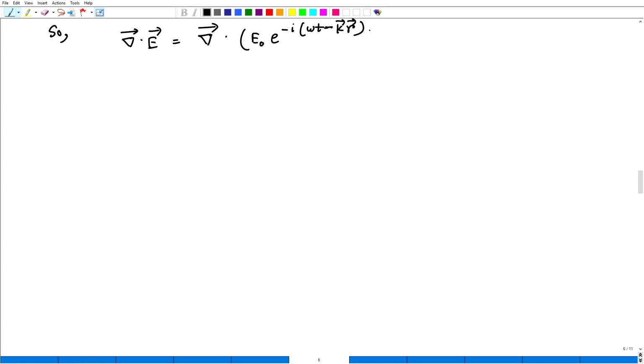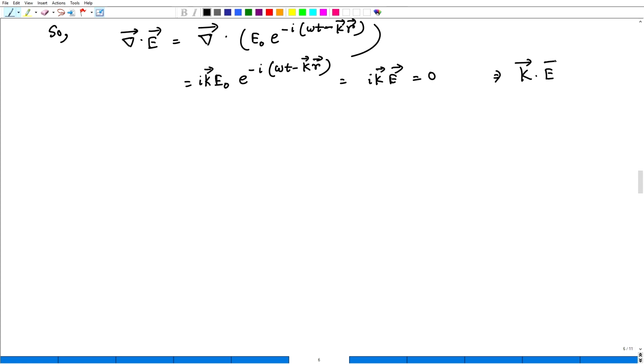So E0 is a scalar quantity, we can take it out, and there will be ik, and again e to the power minus i(omega t minus kr). Just by making the differentiation, we can write it. It is a vector. So it is 0, right, from Maxwell's equation. So we can write that k dot E is 0.